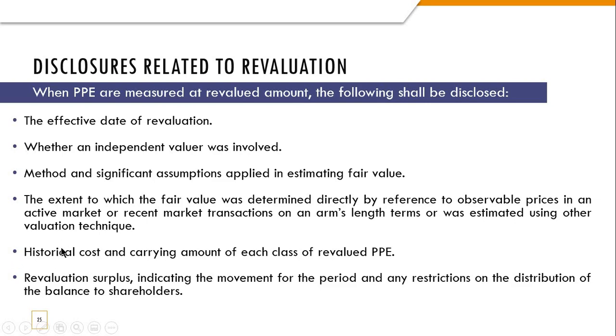The historical cost and the carrying amount of each class of revalued PPE and the revaluation surplus, okay, indicating the movement for the period and any restriction on the distribution of the balance to shareholders. So those are the relevant disclosures, okay, related to revaluation of an item of property, plant, and equipment. Okay, so that's it for our discussion on revaluation.